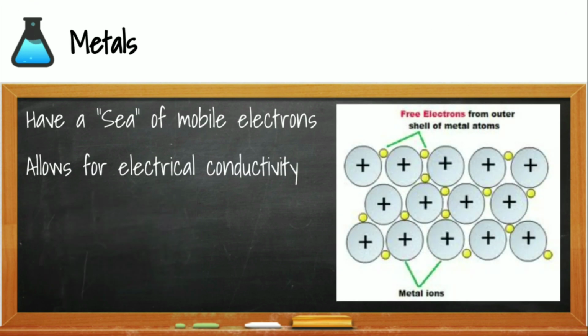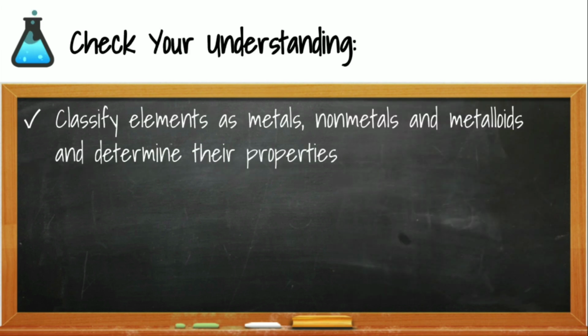Metals' electrons are much more mobile than nonmetals. Recall that when we did the Thomson experiment using the sticky tape, we saw that metals had much stronger attractions and repulsions because their electrons were more mobile. Metals are said to have a sea, an ocean, of mobile electrons. These moving electrons allow metals to conduct electricity. So, can you classify elements as metals, nonmetals, and metalloids and describe their properties?